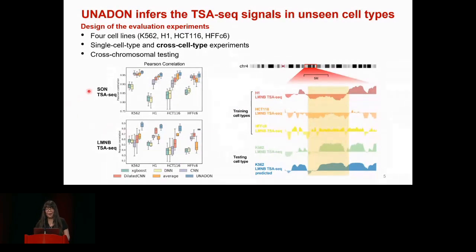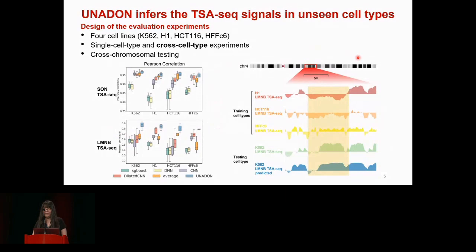It turns out that the average baseline works particularly well for the prediction of the SON TSA-seq, which is highly conserved across the different cell types. But still, in this case, UNADON achieves slightly better performance. But the advantage of UNADON over the baseline methods becomes more evident in the prediction of the lamin B TSA-seq, as shown on the bottom. Across all the cell types, UNADON achieves a median Pearson correlation of over 0.75, which indicates that UNADON can predict the TSA-seq signals in an unseen cell type with moderate accuracy.